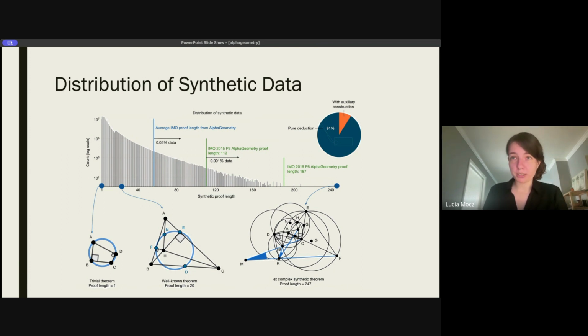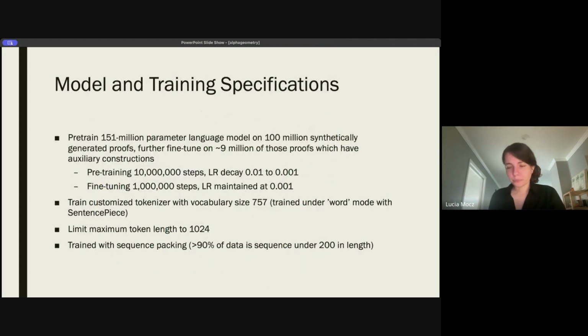So they generated 100 million of these proofs. None of them are duplicates of each other. None of them cover any of the IMO problems, which they also checked against. And only about 9 million of them actually have auxiliary constructions inside of them. And so this is where, in order to give the model a large preference towards auxiliary constructions, they do an additional fine-tuning procedure on the data that they generate, which has auxiliary constructions.